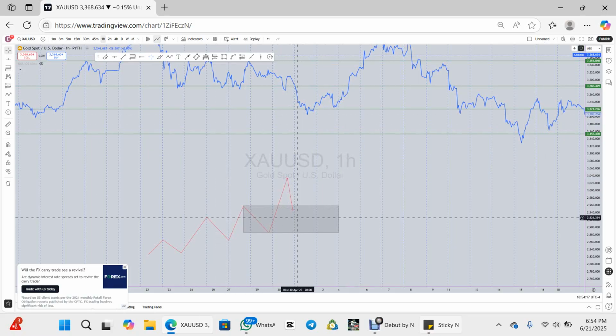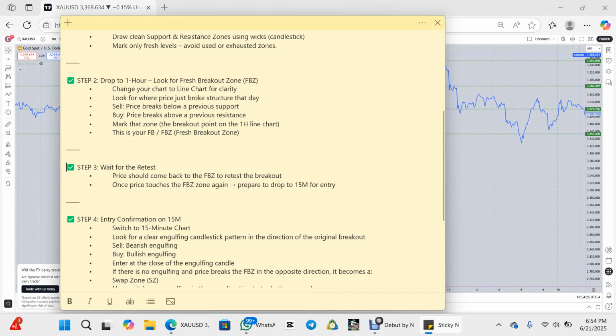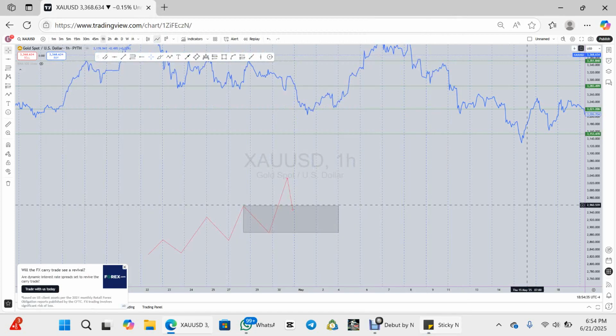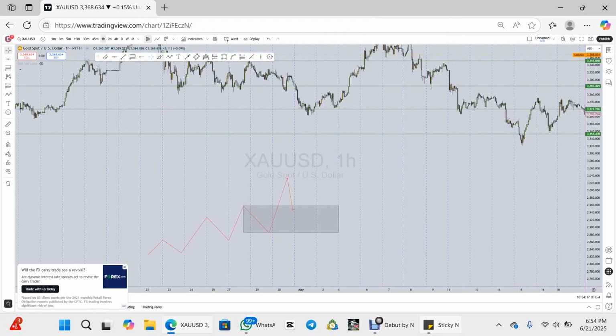You need to prepare to drop down to 15 minutes to look for an entry. That's what step 3 says. Now let's look at the next step. Over to step 4. Step 4 says that we now look for entry confirmation on 15 minutes time frame. At this time, you should already be on candlesticks.